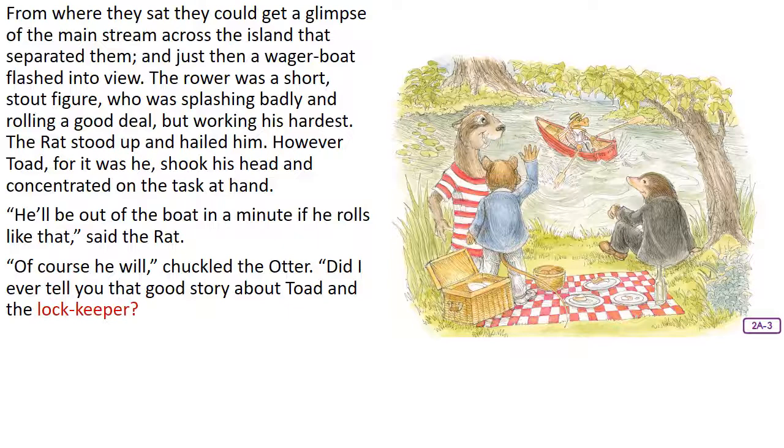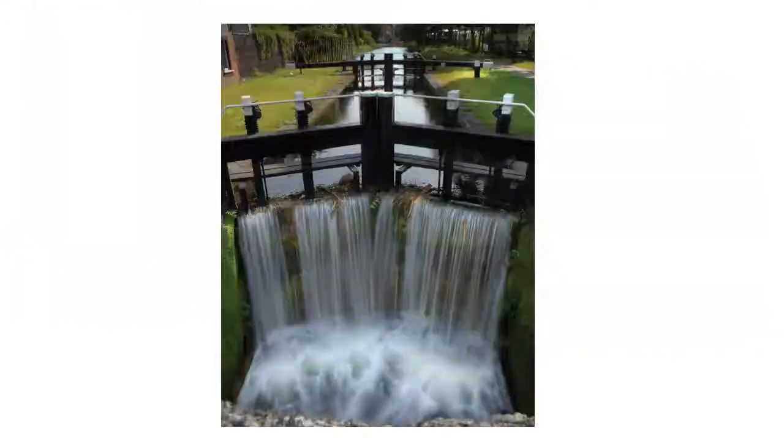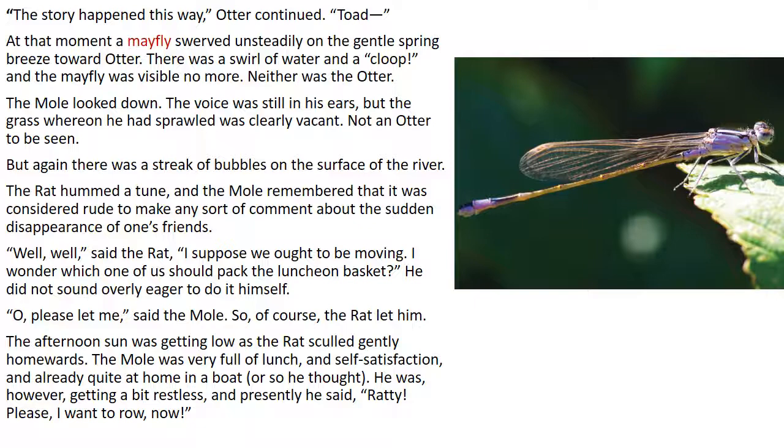"Did I ever tell you that good story about Toad and the Lockkeeper?" Which, by the way, this is a picture of a Lockkeeper. It is usually found along a canal or river that goes up and down over hills, and so the boats that are traveling, the Lockkeeper will raise or lower the water to make it easier for the boats to travel. "The story happened this way," Otter continued.